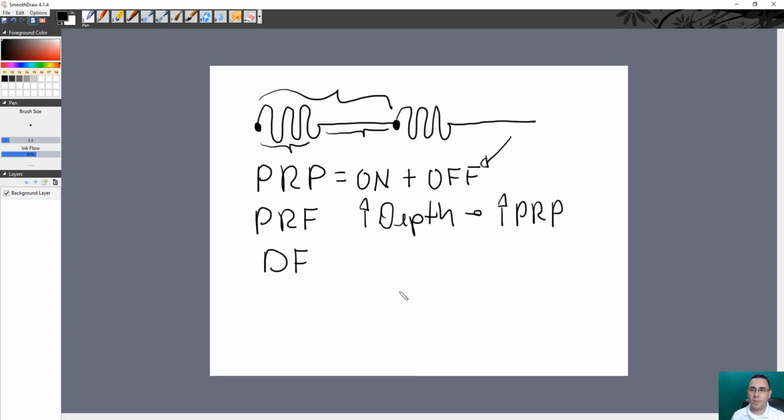But then the pulse repetition frequency is how many pulses you have in 1 second. Like for example, if I give you wave A, then I give you wave B.